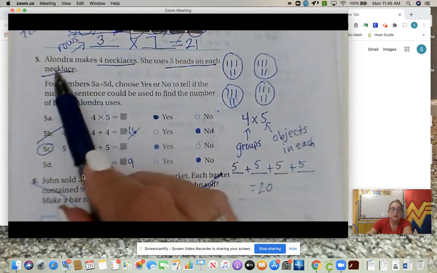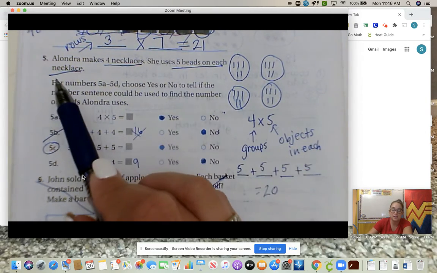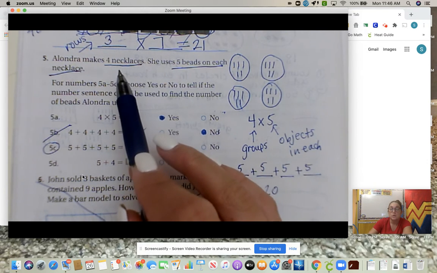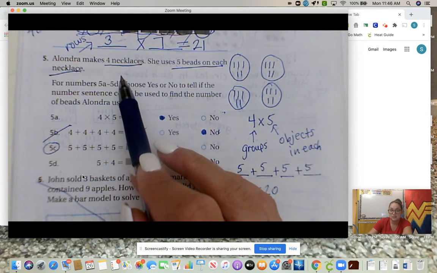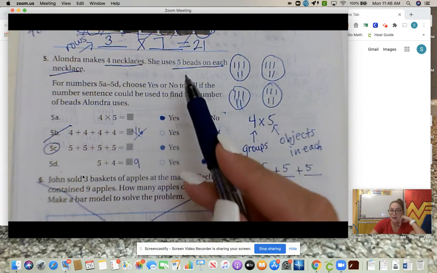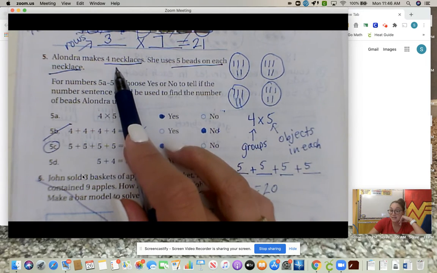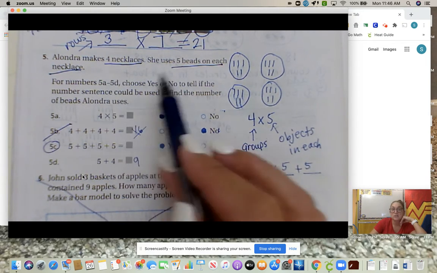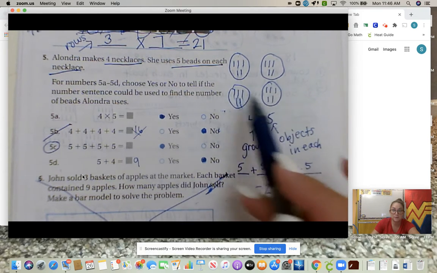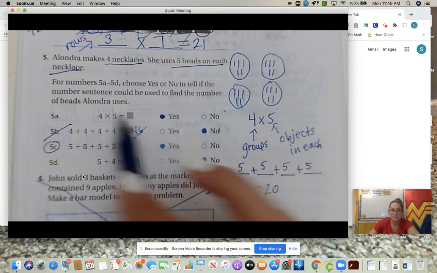Number 5. Alondra makes 4 necklaces. She uses 5 beads on each necklace. So I want to pause right there and draw this picture. We have 4 necklaces and 5 beads on each. When it says on each, you know that this number is your objects. So this must mean the next number is your groups. So you draw 4 necklaces, 4 circles. 1, 2, 3, 4. Then you have 5 on each. So I drew 5 lines in each.